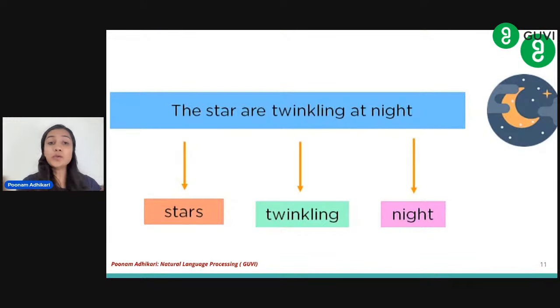We need to remove these stop words so that what a person is trying to say, or the important words that have been used in the given text, can be extracted very easily. If I take a text, "the stars are twinkling at night," then the word "the" is redundant. It is not adding any meaning in the text. The word "are" is redundant. "At" is redundant. So the important words that I'm having are stars, twinkling, night. So we need to make sure that these redundant words, the stop words, are removed, right?